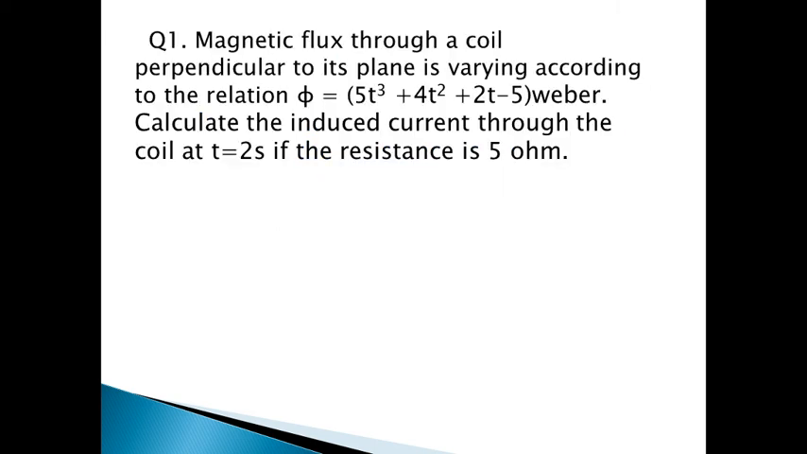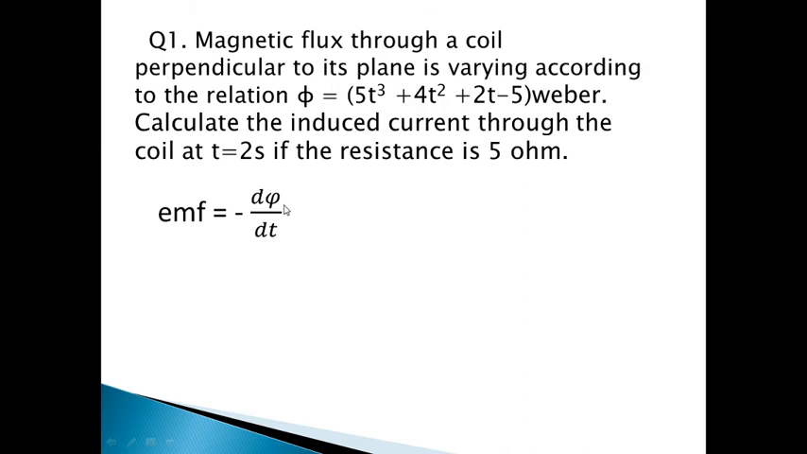Now before that, let's do a question. Magnetic flux through a coil perpendicular to its plane is varying according to a given relation for phi, the flux. Calculate the induced current through the coil at t equal to 2 seconds if the resistance is 5 ohm. Magnetic flux through a coil perpendicular to its plane means the magnetic field is perpendicular to the plane, so the area vector will be parallel to the magnetic field. Theta will be 0, so when you write B dot A cos theta, cos theta will be 1.